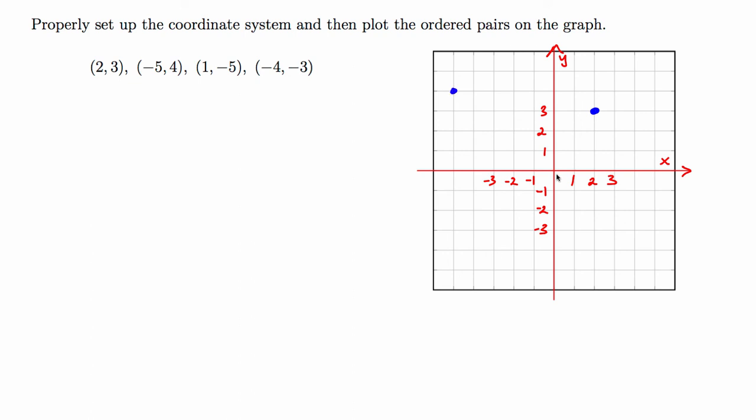The third point, (1, -5), tells us we should go to an x value of 1, so right 1, and a y value of -5, down 5. And the final point, (-4, -3), we should go left 4 units to an x value of -4, and down 3 units to a y value of -3.